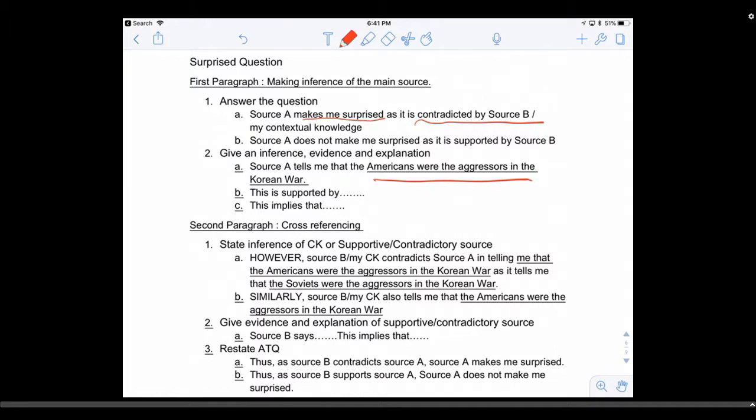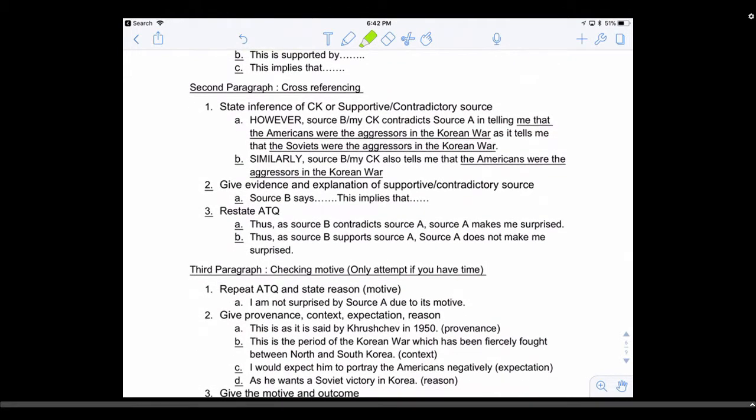Bear in mind, I have to keep the topic and make sure that when I do a cross-ref, my topic is the same. Okay, so second paragraph, cross-referencing, state the inference of the cross-ref first. However, keyword, however, source B or my CK contradicts source A in telling me, repeat the inference again of what you did just now. Source B contradicts source A in telling me that Americans were the aggressors in the Korean War.